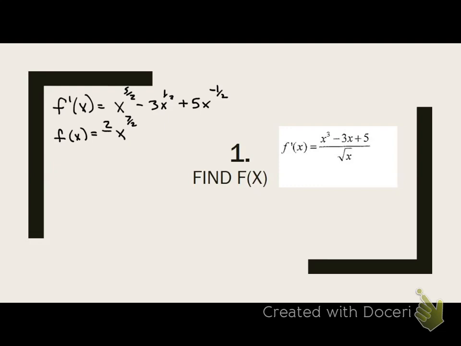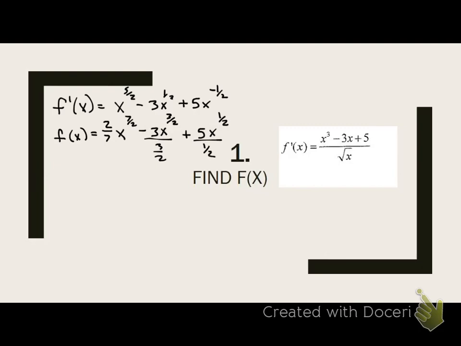Can I just go straight to 2 sevenths? Minus, now I'm going to write this one out. 3x to the 1 half plus 1 is 3 halves. I'm going to go ahead and write over 3 halves. Plus 5x to the negative 1 half plus 1 half, so I'm going to divide by 1 half.